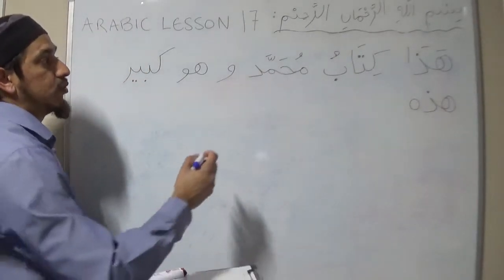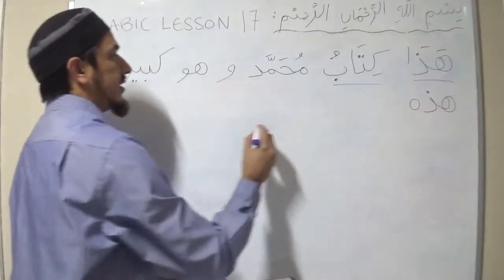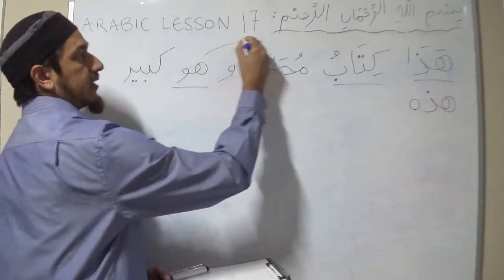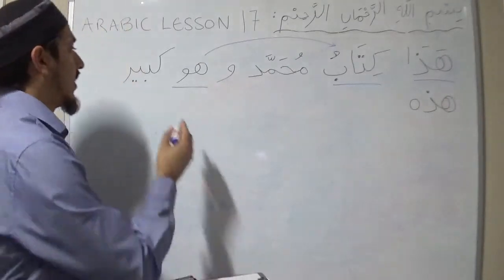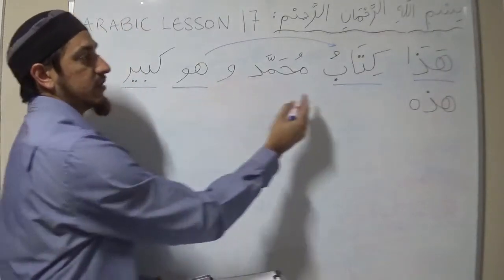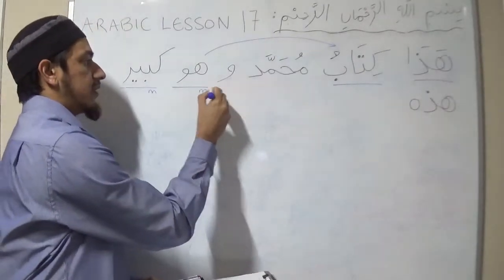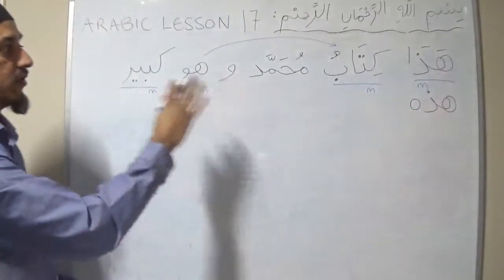So Hada Kitabu Muhammad, we see this is masculine. And when we say Wahuwa Kabir, that huwa is referring back to the kitab, so it's going to be masculine as well. And Kabir is because that's masculine. So all of these are in the masculine form, gender wise. As you can see, they follow that same pattern.